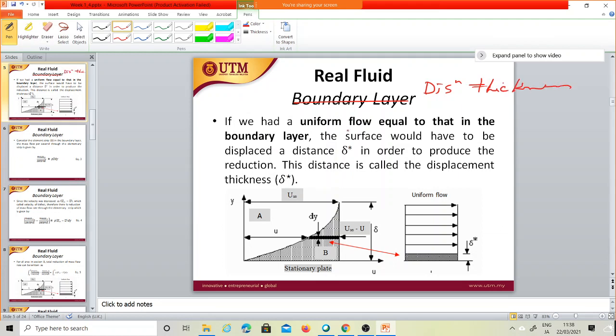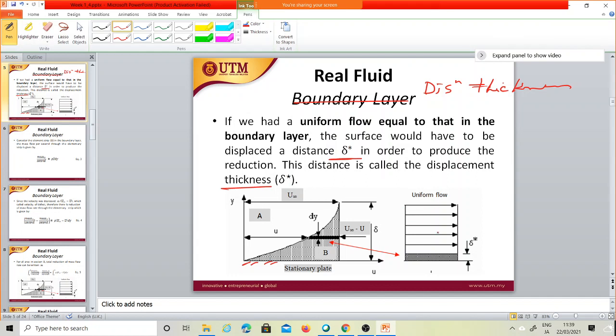So if we had a uniform flow equal to that of the boundary layer, the surface would have to displace a distance delta star in order to produce the reduction. This distance is called displacement thickness. Again, I am saying the same. If you have uniform flow, and this is the real fluid, real case, a stationary plate and a moving plate, the moving plate is moving at a velocity of u infinity, meaning we consider the free stream flow. With these two combined, you expect to get the uniform flow.